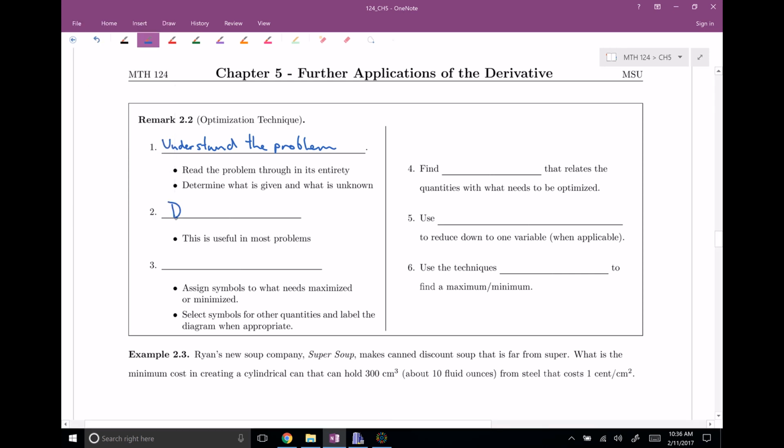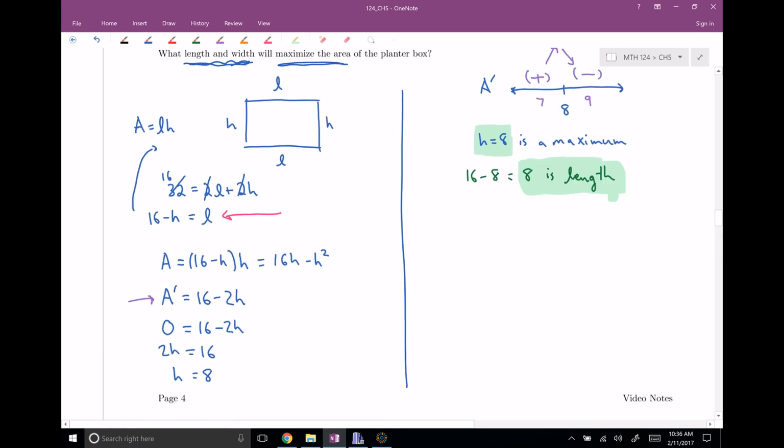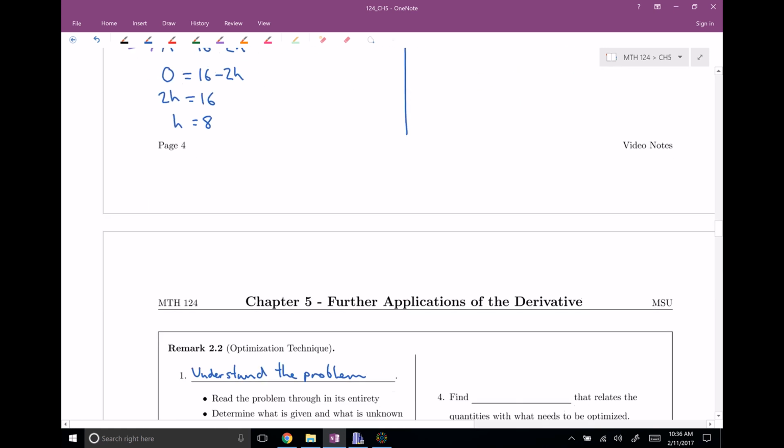The next thing, a good idea often, is to draw a diagram. This won't be useful in all problems, but a lot of problems out there really benefit. This is just our little picture of the rectangle up there to kind of visualize things.